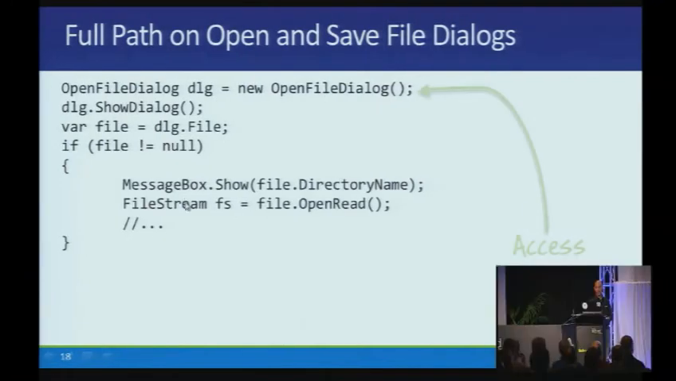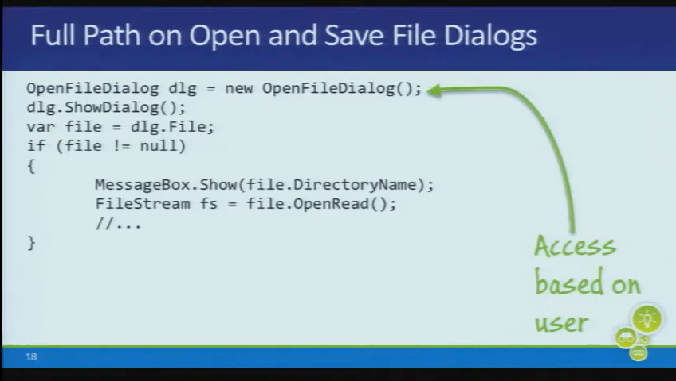We wanted to. And here we're just going to do it based upon the user's access. So you can't open file dialog. If the user doesn't have access to a network location, you can't just automatically save to it. It's based upon what that user can.